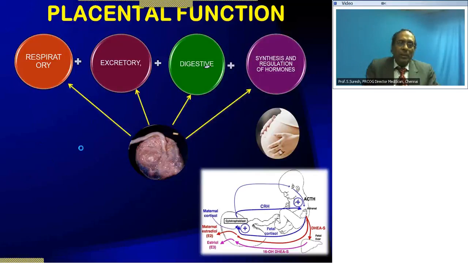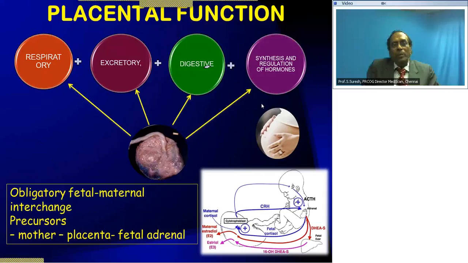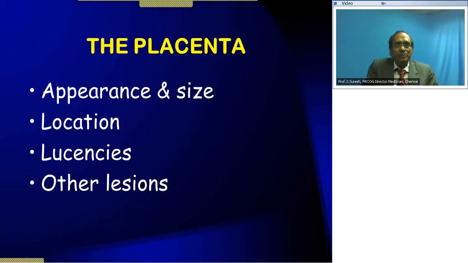Now the placenta is a multifaceted organ, and it does a lot of things for the baby. It's the respiratory unit, the excretory unit, the digestive unit. It also does synthesis and regulation of hormones, and there is an obligatory fetal-maternal exchange of precursors from the mother to the placenta to the fetal adrenal gland. So a lot of adrenal regulation and hormonal regulation takes place through the placenta. It's an extremely important organ, and the moment the baby is delivered, of course, the placenta is completely forgotten.